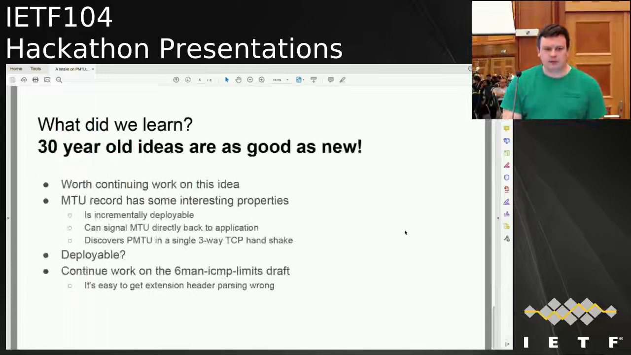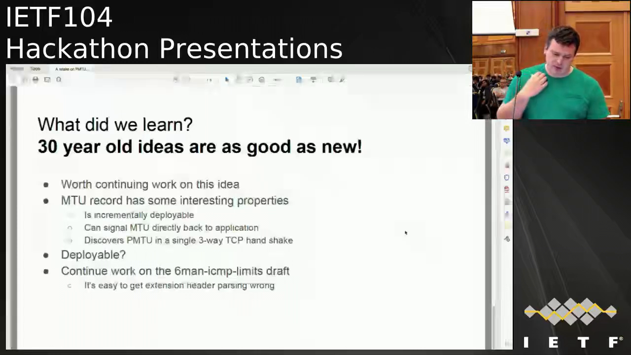We think this has been really, really positive, and it's managed to reinforce the work in the working group, and we think this is something we can carry forward. It's really reassuring to see that this could be implemented 4 times in the space of a day and then interoperate and have it work. We don't know if it's deployable, no idea. And so we're going to continue looking at this. This says, look at the 6man ICMP limits draft, so do that. Done.